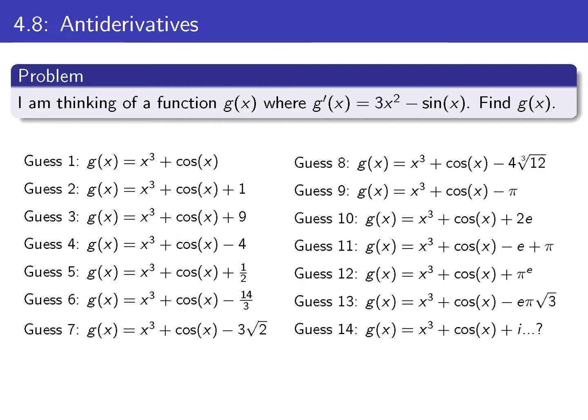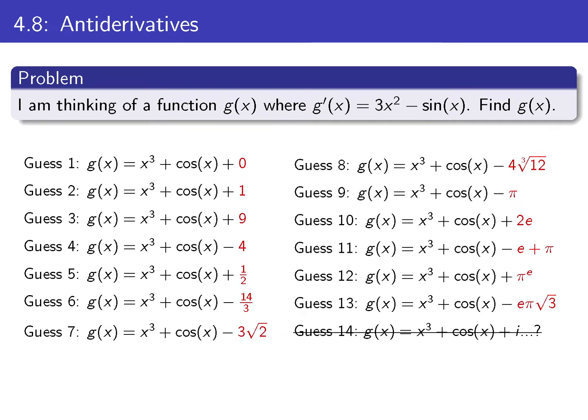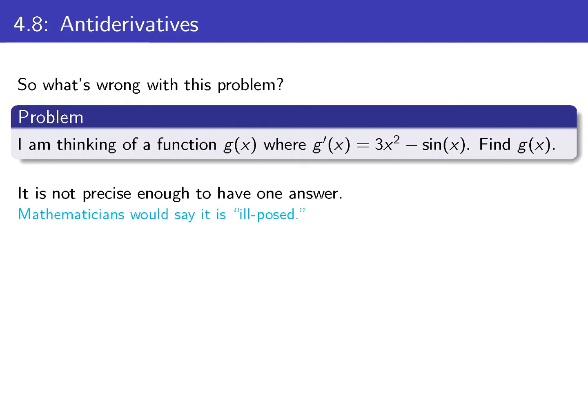But what do they have in common? They all look like some constant added to x cubed plus cosine of x. Since we aren't using complex numbers in this class, we'll just ignore guess 14 altogether. This observation allows us to come up with a lot more antiderivatives. In fact, we can come up with one for every real number, which means there's an infinite number of possible answers to this original problem. This kind of problem is often referred to as being ill-posed, since it doesn't have just one answer.